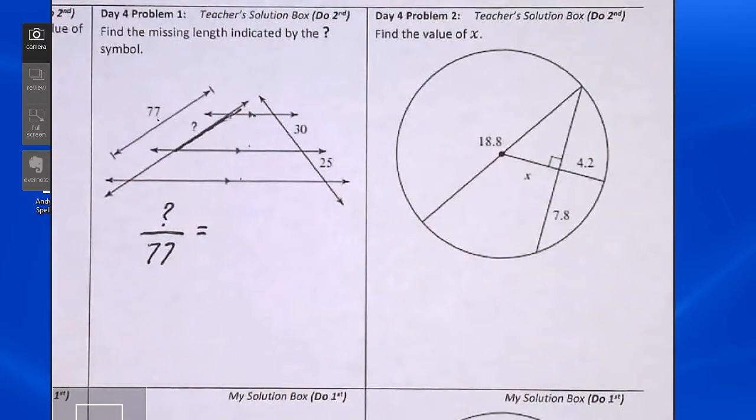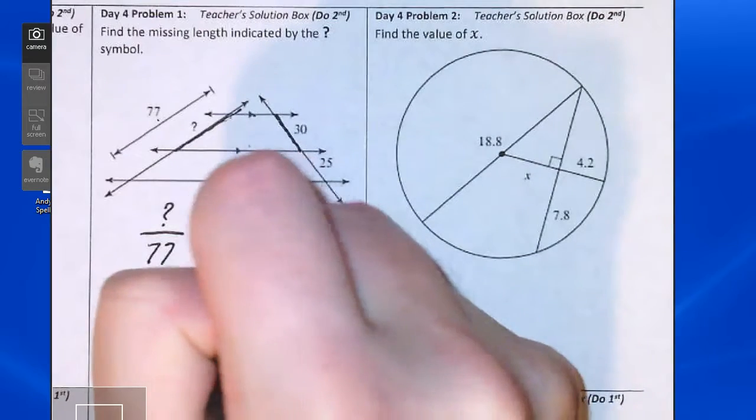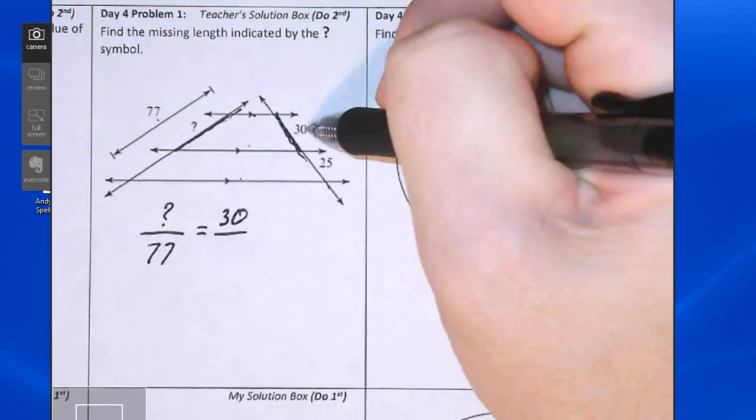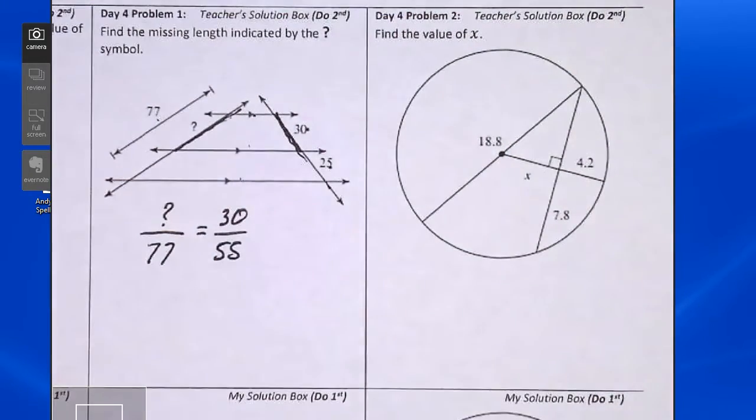Now let's move to the right side of the figure and make the same comparison, being careful to match up the same parts. So we're going to take the top part over here, which is 30, and compare it to the entire right side. 30 and 25 is 55. So here's our proportion which we can solve.